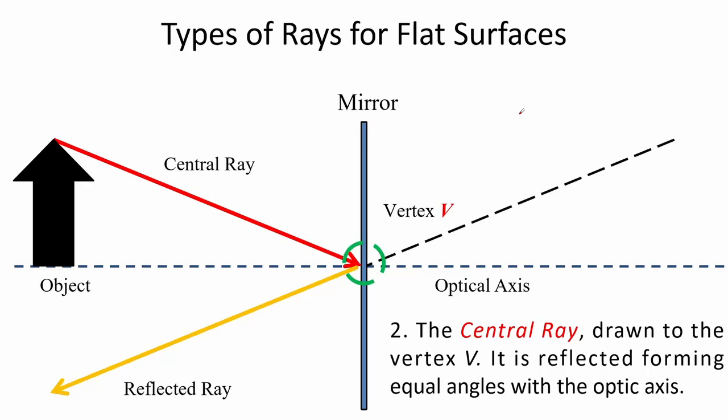The next ray is the central ray. The central ray is drawn from the object and intersects the vertex of the mirror. The intersection here is the intersection of the mirror, optical axis, and central ray. Since it is a flat-surfaced mirror, the angle of the reflected ray is equal to the angle of incidence according to the law of reflection. A dashed line is drawn on the right side of the mirror, and this is an extension of the reflected ray but in virtual space.